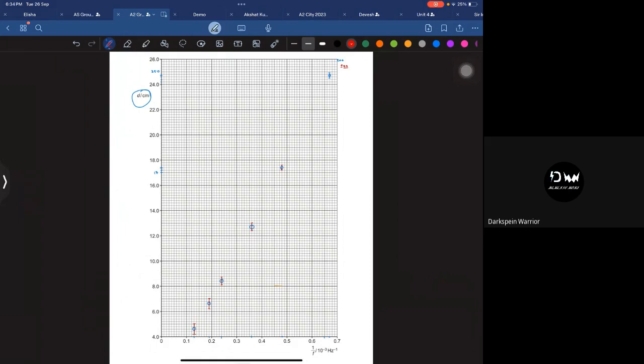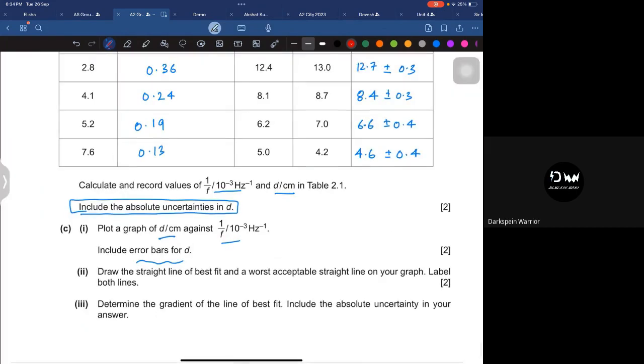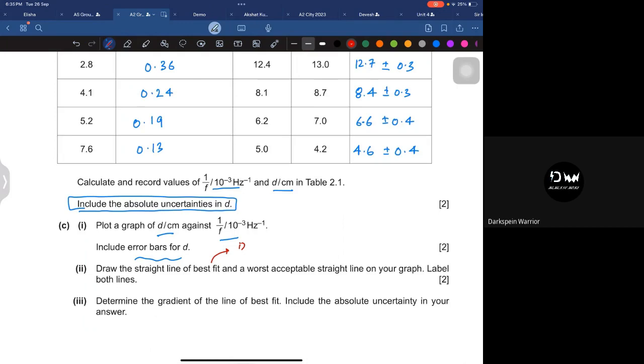Good. Now, the next part. We're done with these, and then it says draw a straight line of best fit and worst acceptable line. Now, what is that? Let me just tell you. About the best fit line, I want to tell you a very important point. Best fit has two conditions that need to be met. The first condition is equal points above and below the line.